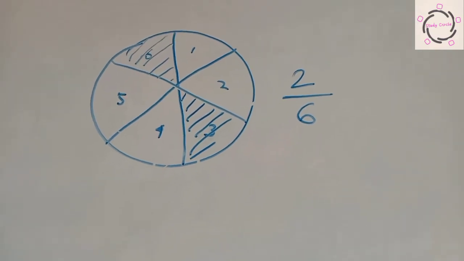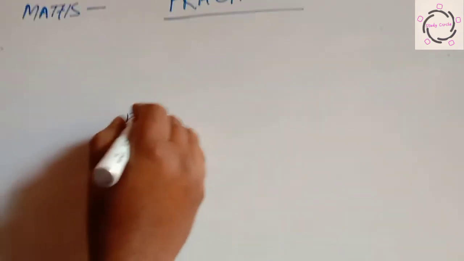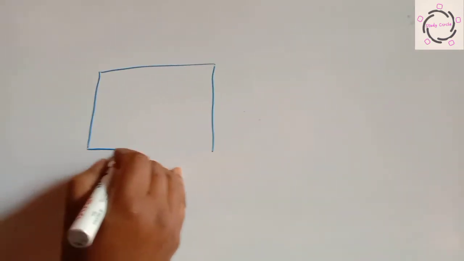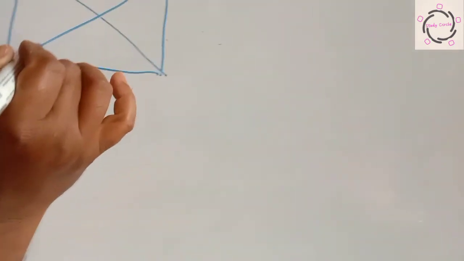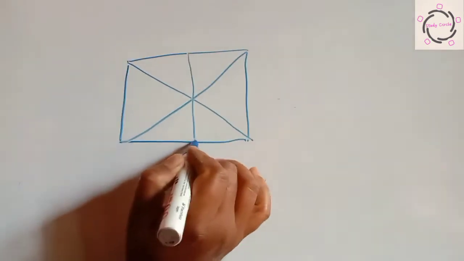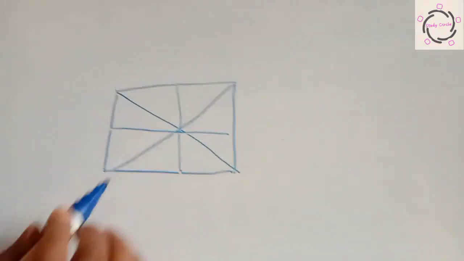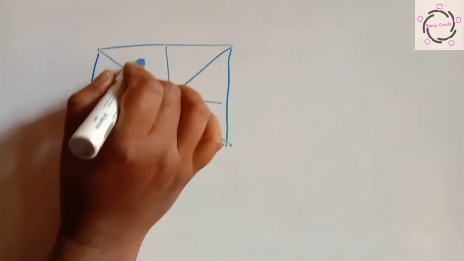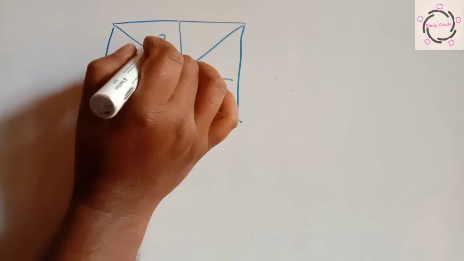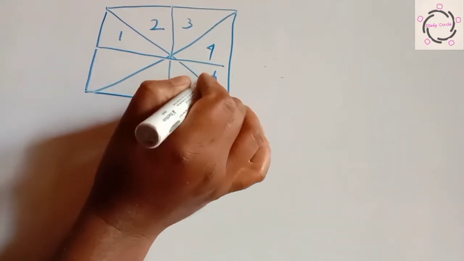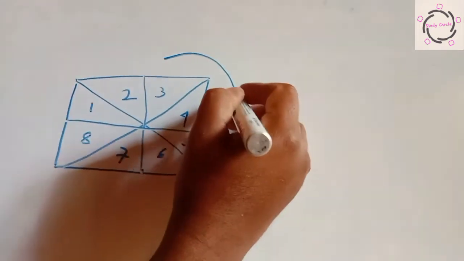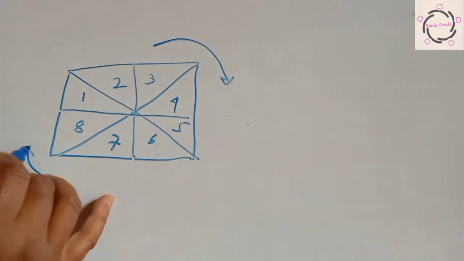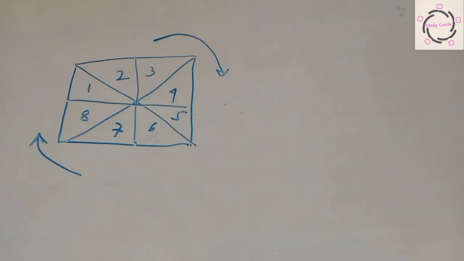Now for another example, it can be any figure. For example, number 2, I am drawing a square box. Now I am dividing this into several divisions. Now here also count the divisions. Any form, any point you can count. 1, 2, 3, 4, 5, 6, 7, 8. Either you can count clockwise or anti-clockwise. Whichever you feel, you can count it.